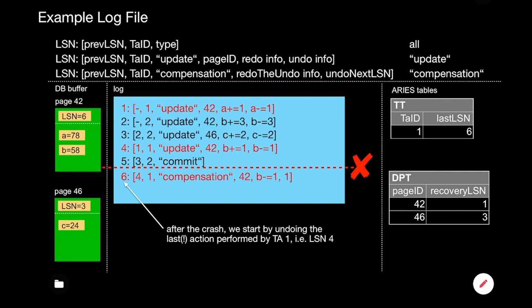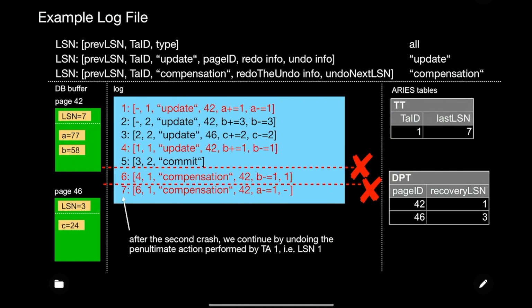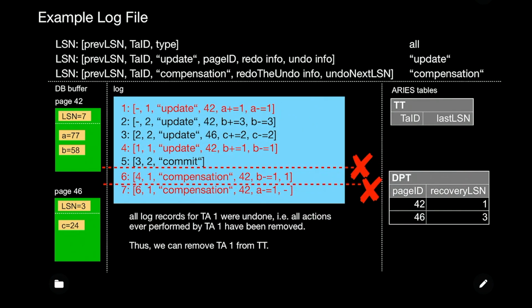Okay, so here's our compensation log record. And then there's another crash. After the second crash, we continue. But you see there's no new compensation log record being written. So basically what the system will do is execute all of this in the redo phase up to here. And then when it continues undoing the actions of that transaction 1, it will write out a new compensation log record. That's basically the idea. And once you're done, you remove it from the ongoing transactions table.